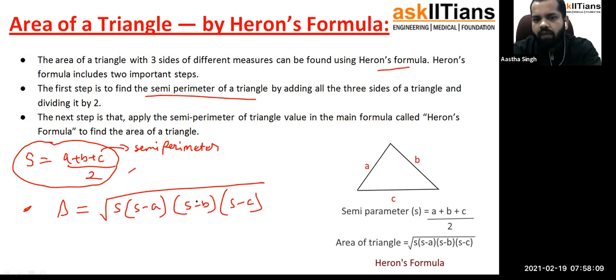What are the values of A, B, and C? A, B, C are basically your sides. Just write it in the form of a triangle. You will get the area of a triangle by Heron's formula, right? I think the point is clear, and you should always keep Heron's formula in mind.